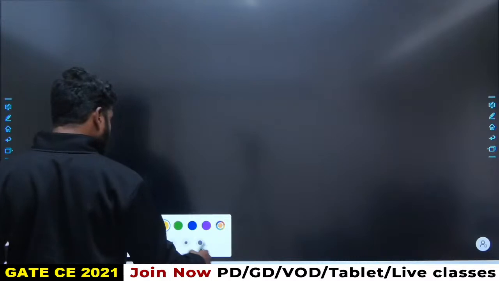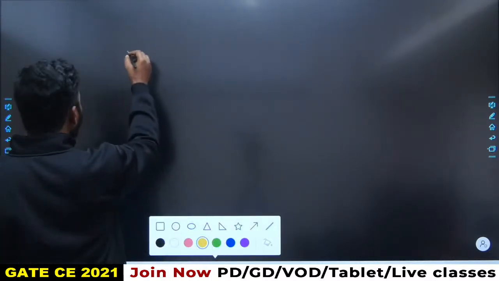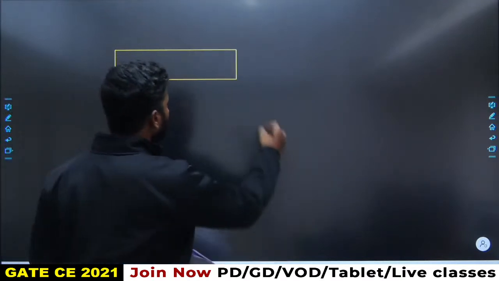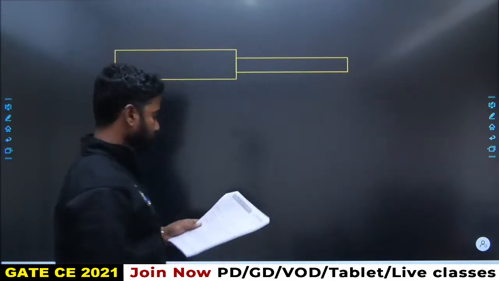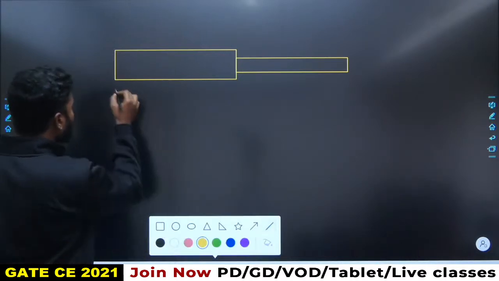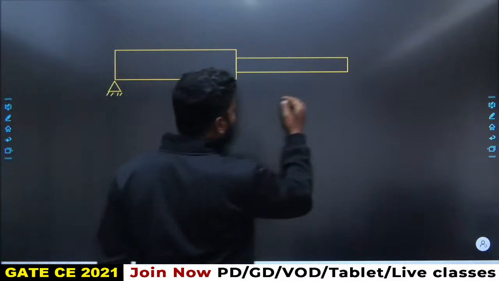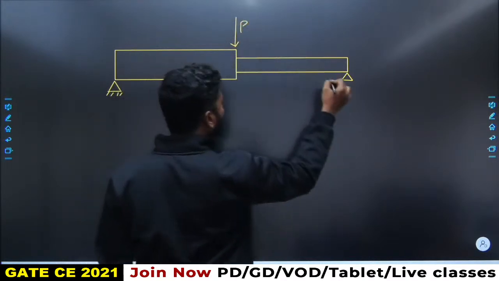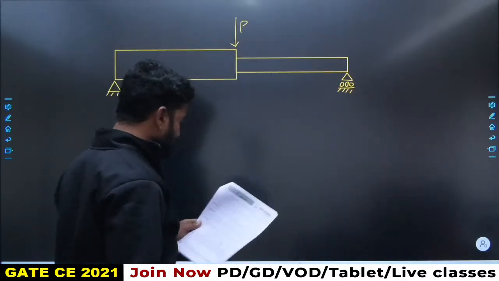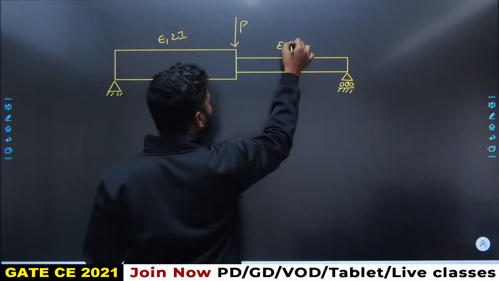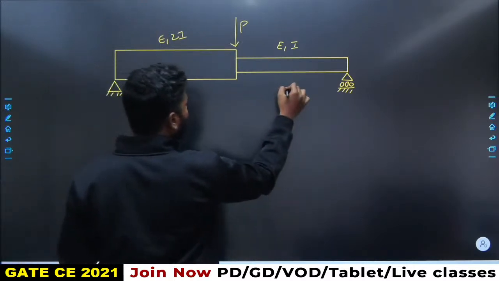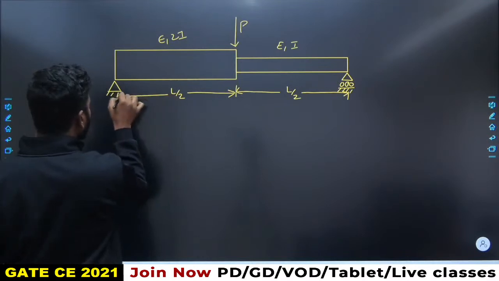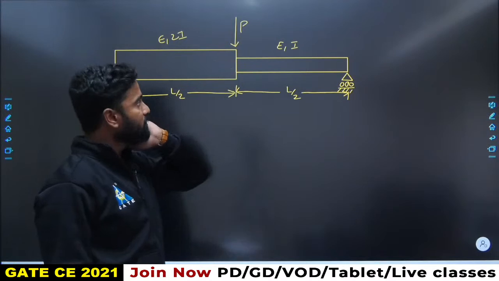he is asking to employ the stiffness matrix method for this question, and he is asking what is the deflection at the midspan of the beam subjected to a load like this. It is subjected to load P, and here it is something like this, right? This one is E, 2I, and this one is E, I, each length L by 2. He is asking what is the deflection at the midspan.